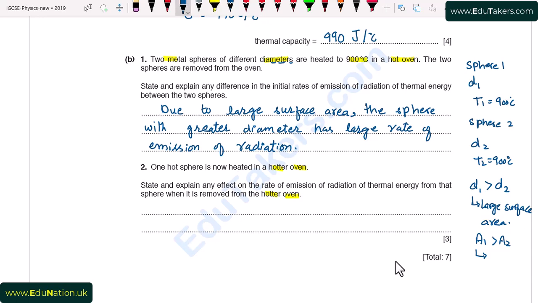So if I consider that sphere 1 is heated, it means that its temperature increases, while sphere 2 is not heated, its temperature remains constant. So the sphere that is heated has large expansion. When we heat the sphere, it will expand and there will be a larger diameter as compared to sphere 2. When there is a large diameter, there will be a greater rate of emission of radiation. So I write here, rate of radiation is greater.